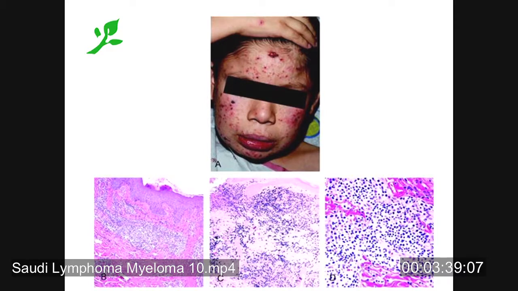This is a picture showing a child with these vesicles, and below, we have skin infiltrated by cytotoxic T cells.